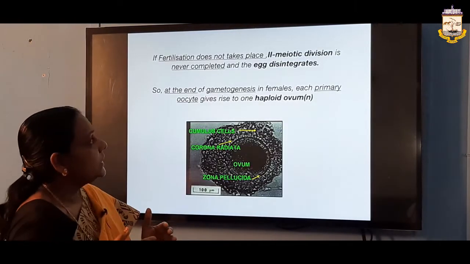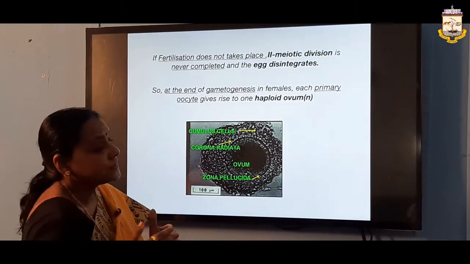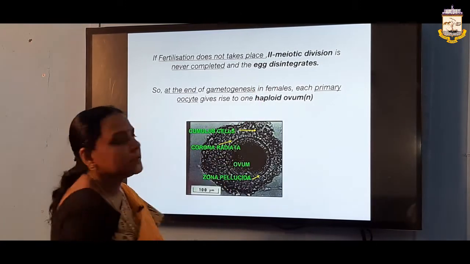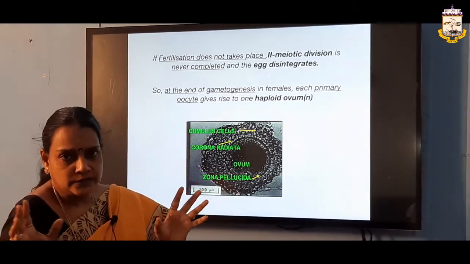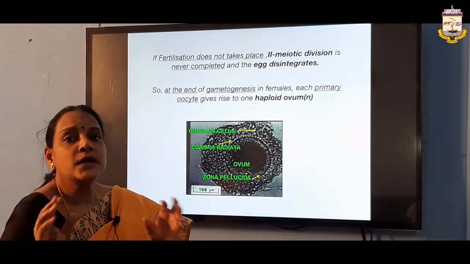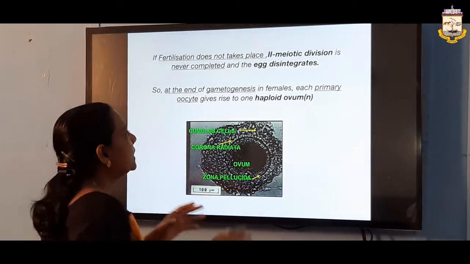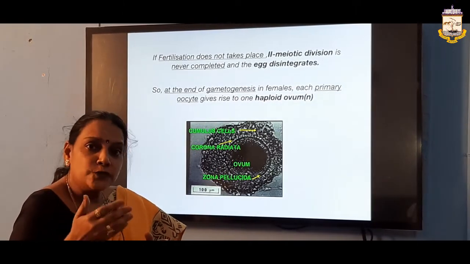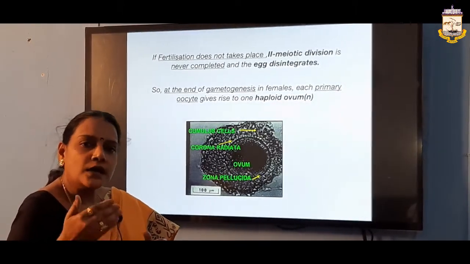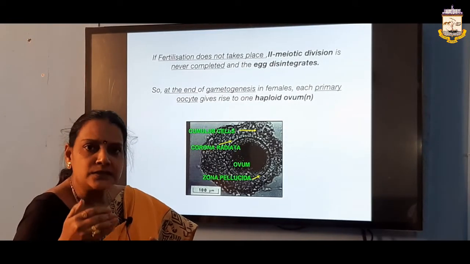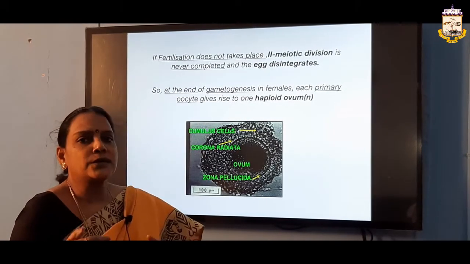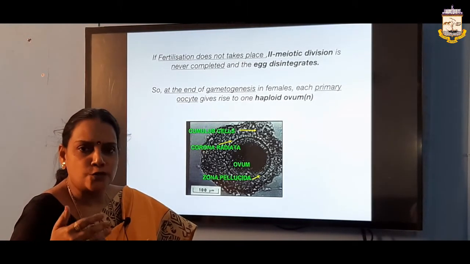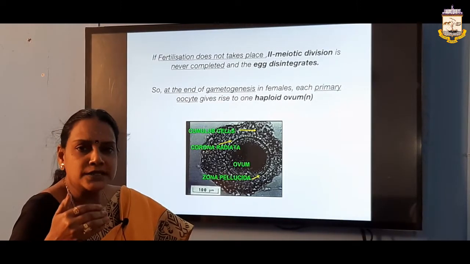Only when the fertilization takes place does the second meiotic division complete. If the fertilization does not take place, the second meiotic division is never completed in the female, and so the egg disintegrates. So see how complex it is in females, isn't it? Before the birth, they are developing oogonia. After the birth, in the childhood stage, they are arrested in the primary oocyte stage. After entering the reproductive cycle, they turn into primary, secondary, tertiary follicles. They produce an ovum. Then they stop at the second meiotic division.